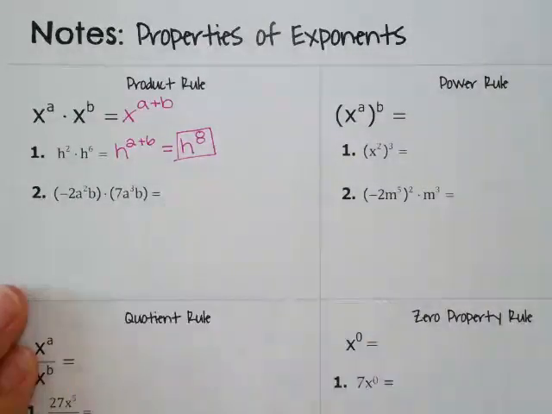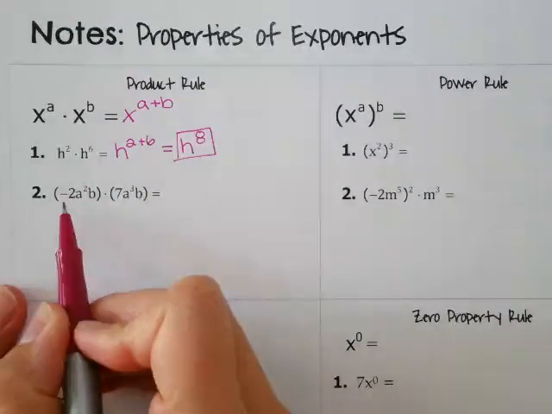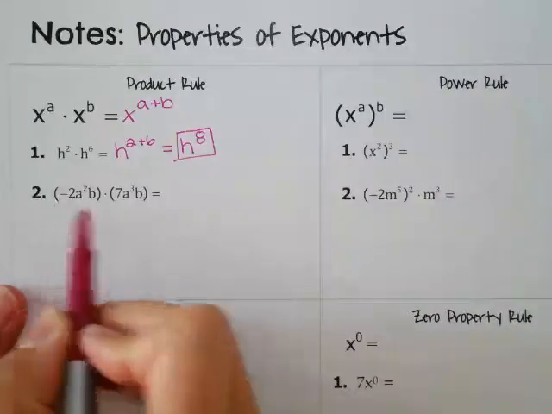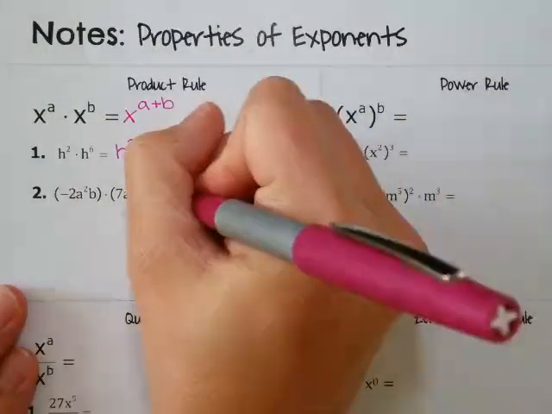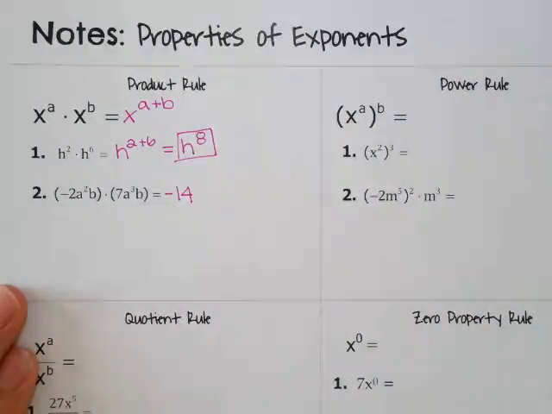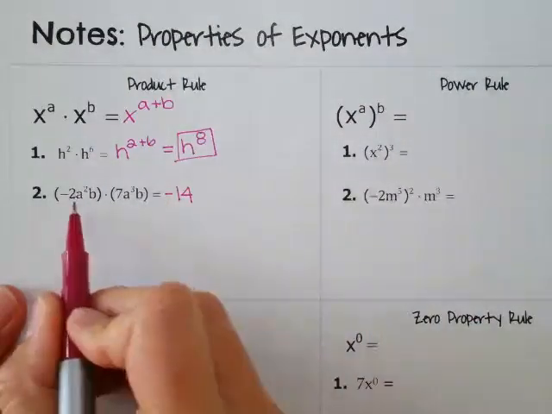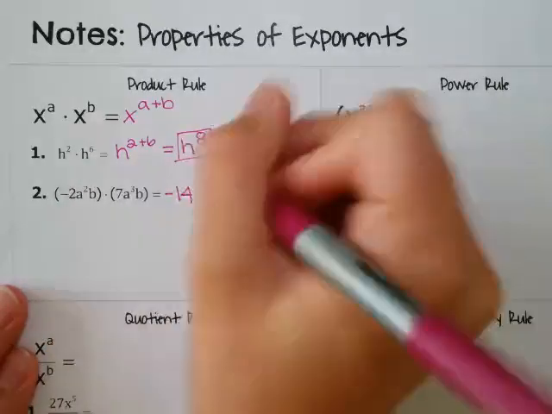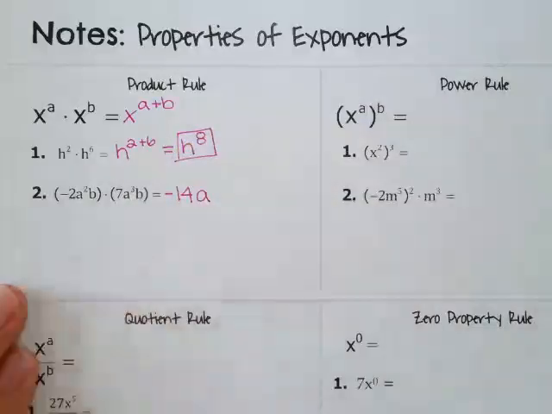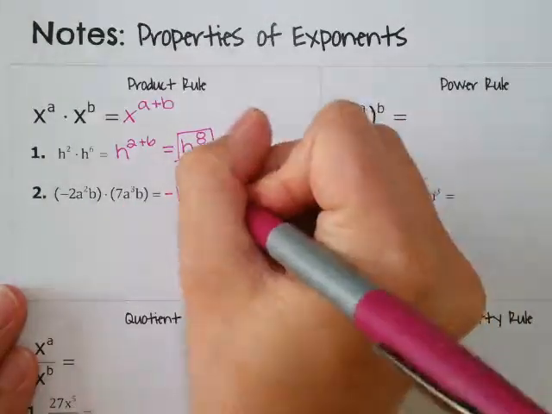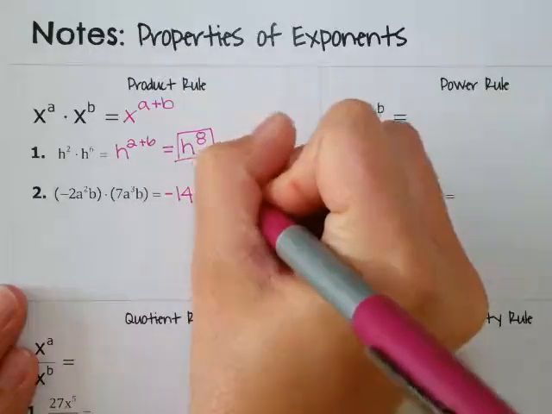All right, example 2 looks fun. So again, we are multiplying here. The very first thing you have to do is multiply your coefficients together. So negative 2 times 7 is going to give you a negative 14. Those are not part of our variables, so we just multiply those together. Both of these terms have a base of a. So I'm going to put a here, and then we are going to add the exponents together, which is 2 plus 3.